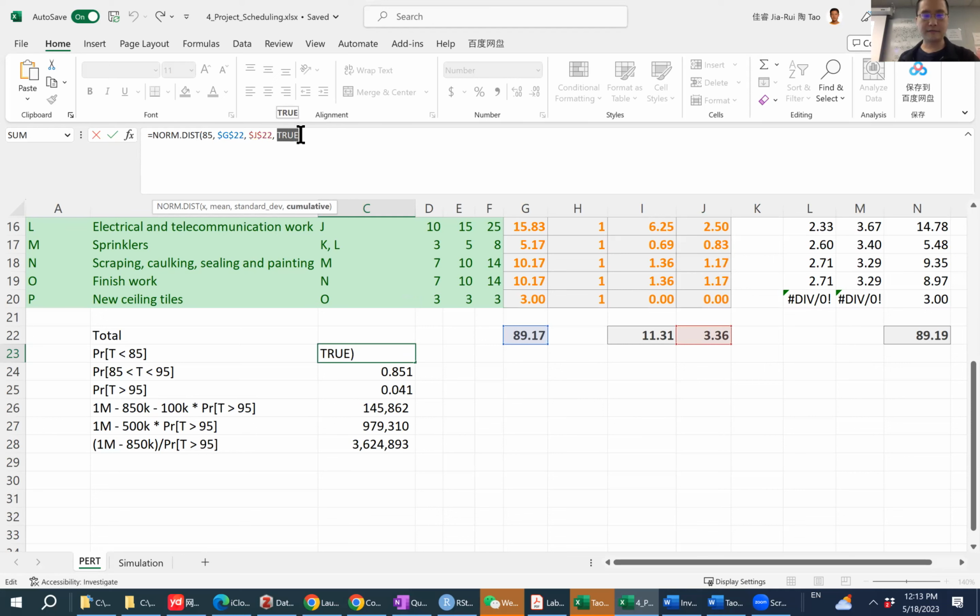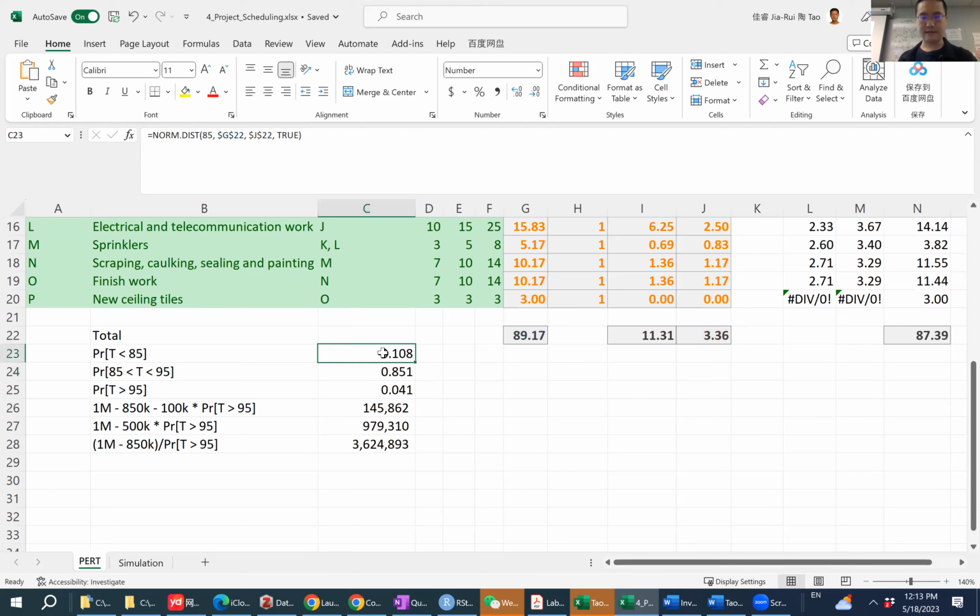I also give a true to let Excel understand that I want to calculate the cumulative probability. It just basically means probability because we are dealing with a continuous variable. So the result is somewhere around 10.8%. Did you get the same result? Any question here? All right.